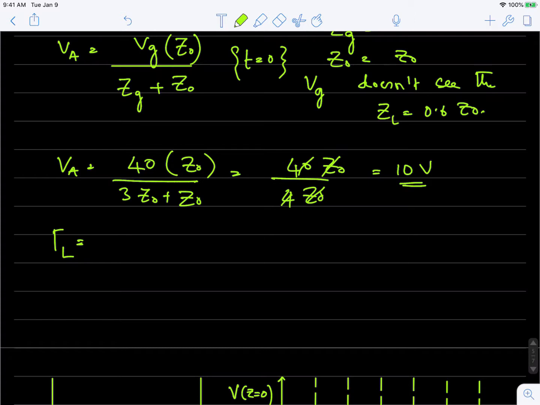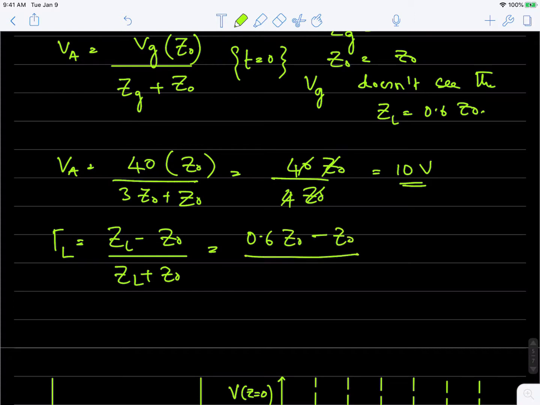The reflection coefficient at the load is given by ZL minus Z naught divided by ZL plus Z naught. That is equal to 0.6 Z naught minus Z naught divided by 0.6 Z naught plus Z naught. So this comes out to be about minus 0.4 Z naught divided by 1.6 Z naught, that is equal to minus 1 by 4. So this is gamma L, the reflection coefficient at the load.